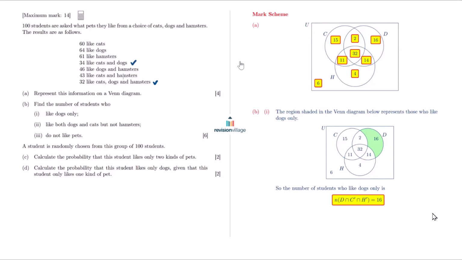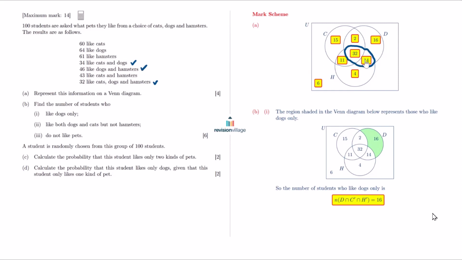Let's now look at the next one. 46 students like dogs and hamsters. Dogs and hamsters will be this intersecting region here. Now, these 2 numbers need to add up to the total to be 46. Now, we already had this 32 here. That was the first number we put in place. So in order to find this number here, I was thinking, well, what number plus 32 will equal 46? Or another way to calculate that is 46 subtract 32, and that is 14. So what this 14 here means is the number of students who like dogs and hamsters, but not cats. That's what that 14 here means.